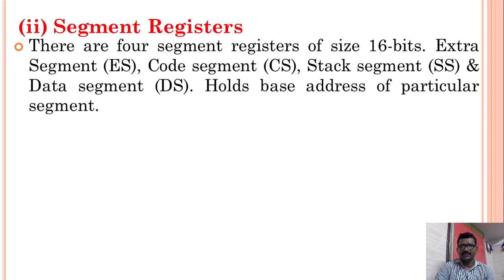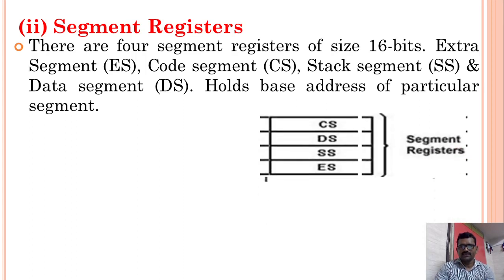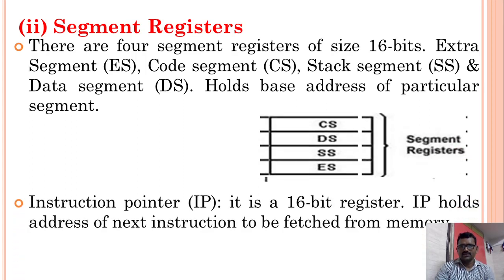Coming to the segment registers available in the bus interface unit of 8086. There are 4 segment registers because the 8086 microprocessor works with 4 segments at any instant of time. The segment names are extra segment, code segment, stack segment, and data segment. These segment registers are 16-bit in size. These registers hold the starting or base address of a particular segment.